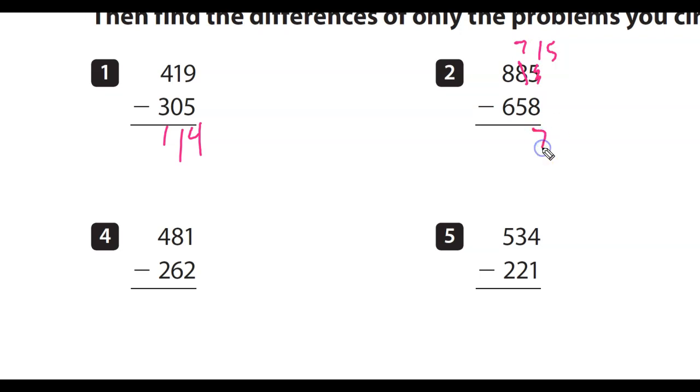7. Okay, 7 minus 5? 2. I can do that, huh? Because the number at the top is bigger. So 7 minus 5 is 2. And then 8 minus 6? 4. Not 4. 2. 2. So I did both of those.